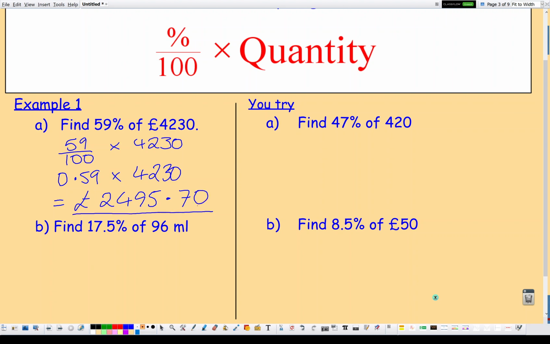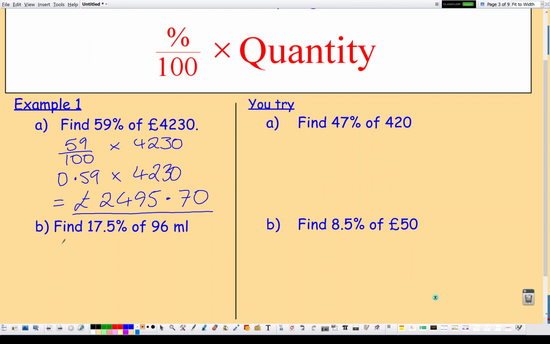Now, example B is bringing in a decimal percent, not just a whole number percentage. We've got a decimal number as a percentage. So find 17.5% of 96 millilitres. Can you copy this one down? And we'll talk about how to do it.